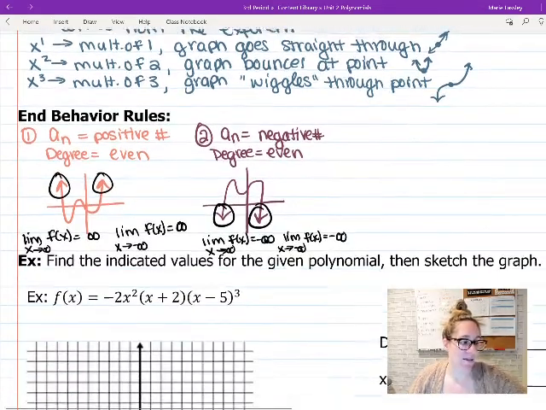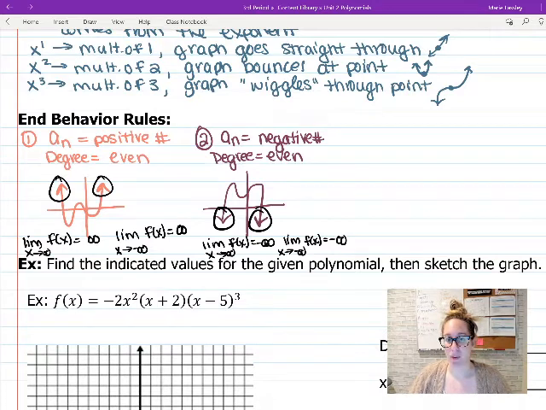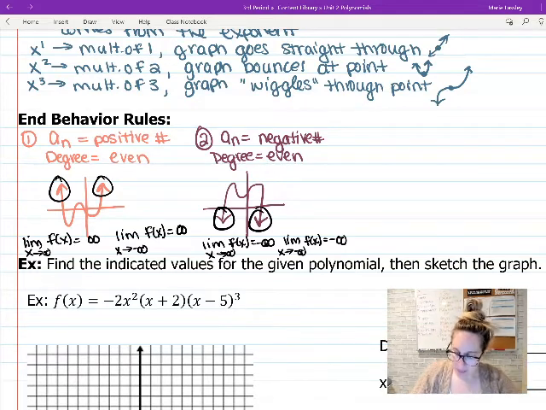Okay, 2 left. And I'm sure you can probably guess where we're going with this one. So we did even positive, even negative. Guess what we're going to do now? Odd positive and odd negative. All right, so here we go.